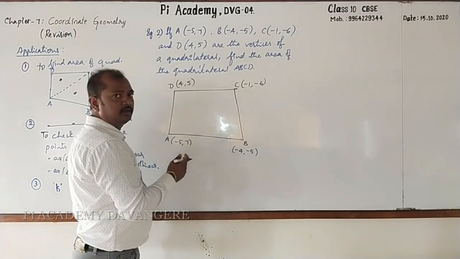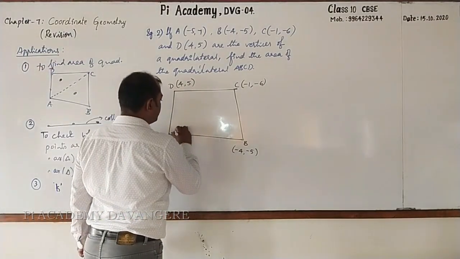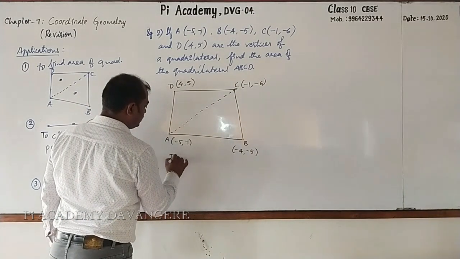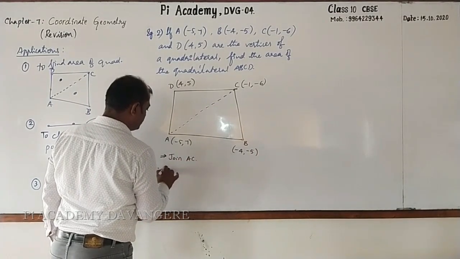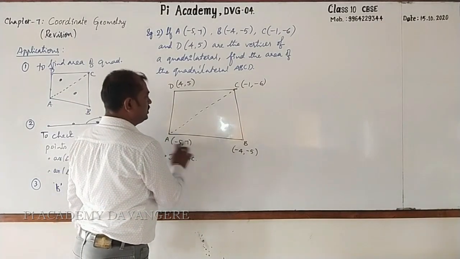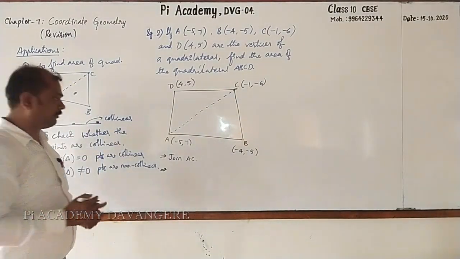So what should be done? Join either AC or BD. Let us join AC. Right. Join AC. Then after that, we get 2 triangles, ABC and ADC. Let us find the area of the triangles one by one.